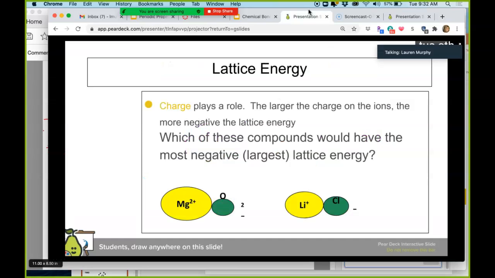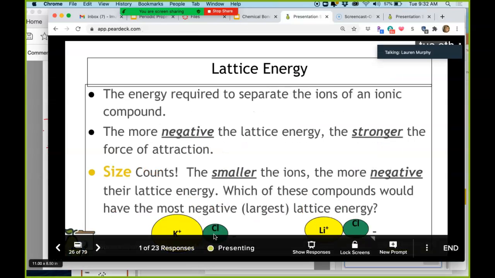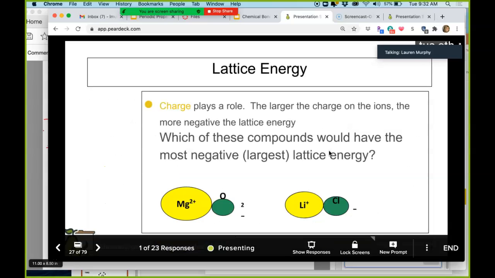Now, that didn't happen in the last one because they were both the same charge, +1, -1, +1, -1. So we didn't have to consider charge over here. We had to consider size. The second you see different charges, the higher charges instantly has the larger lattice energy.